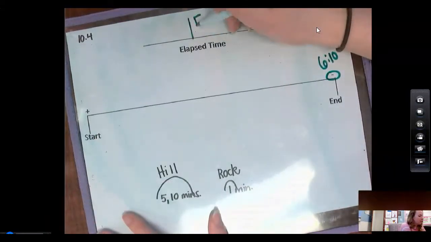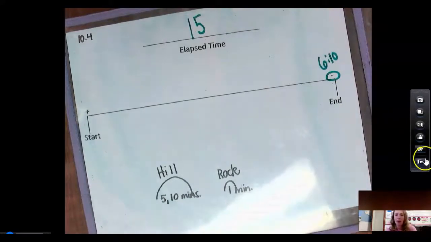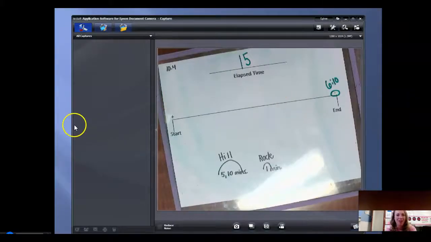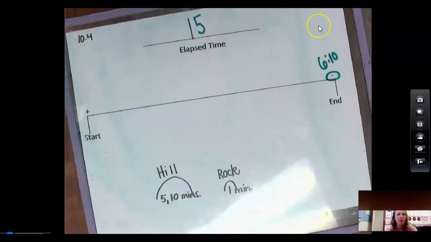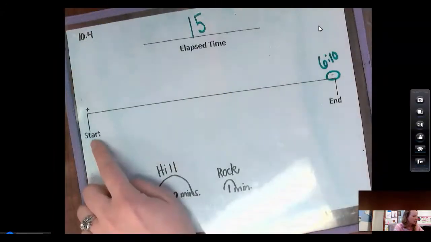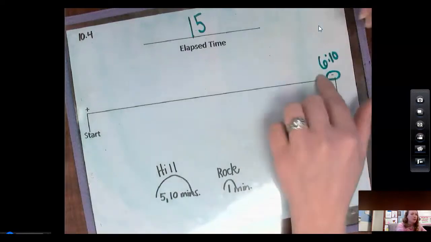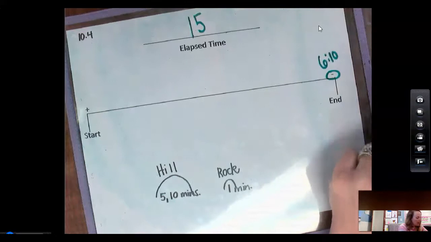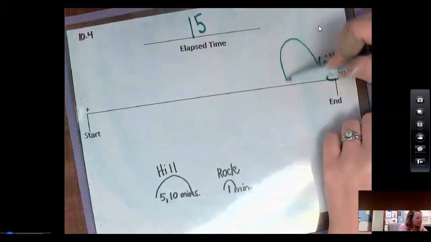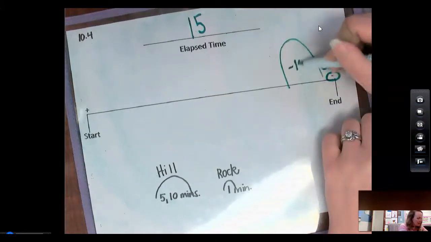She did her hair for 15 minutes. Let me double check that. I want to make sure that that's right and we're not doing the wrong problem. 6:10 and 15 minutes. Exactly right. And it says, what time did she start? So I don't know what time she started. So we're trying to find that start time there. All right, kiddos, here we go. 6:10. What do you guys think we're going to do? All right, if you said that we're going to do a minus 10, you're exactly right. So this is minus 10.